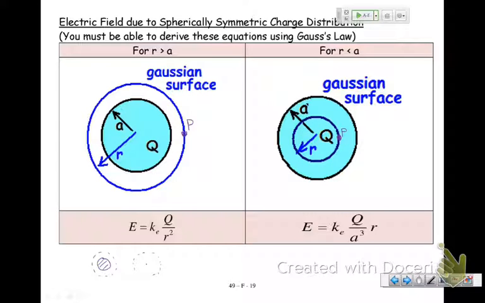But now here's a more interesting example where we're actually inside the actual charge distribution, and we could have done the same thing with gravity where we went inside the Earth. And we end up with what looks like a little bit of a complicated expression. Let's remember that a is the radius of the charge.